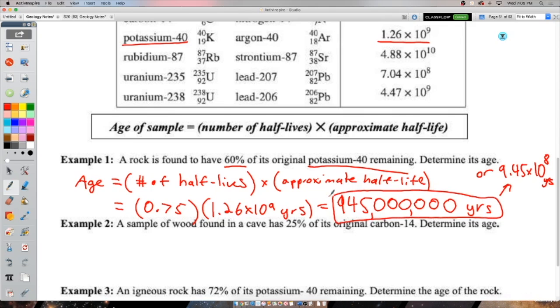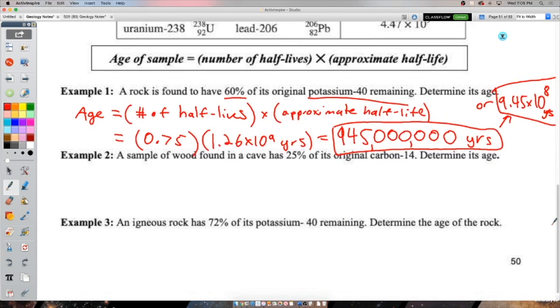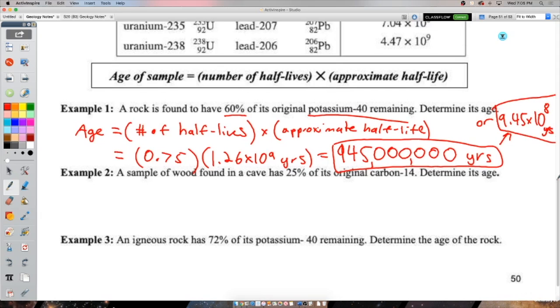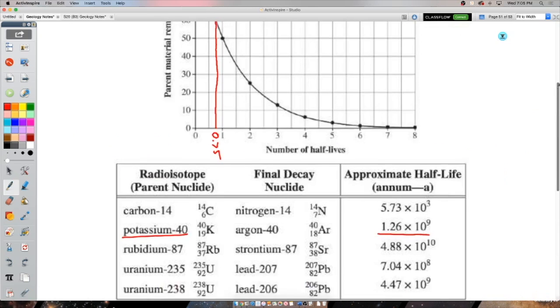I'm not as worried about sig digs as I would have been in our physics unit. Let's do the next one. A sample of wood found in a cave has 25% of its original carbon-14. How old is it? Try this on your own if you're feeling good with it. Pause the video and then you can come back and see my answer. But we'll try it out.